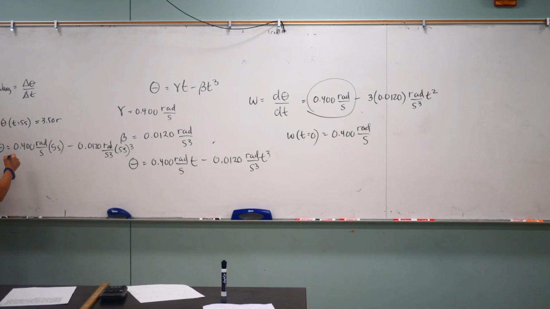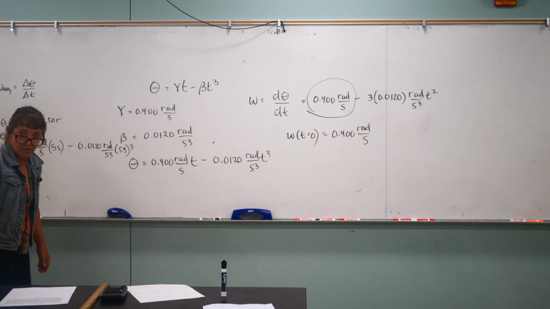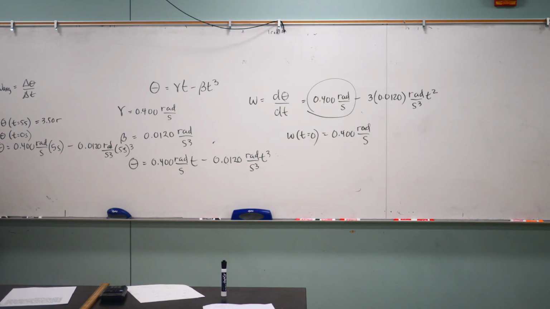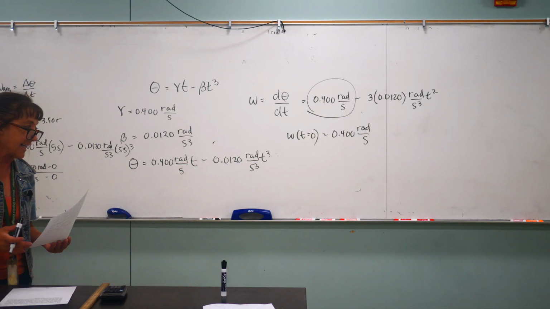And theta at t equals 0 seconds is going to be 0, right? Because that term goes to 0 and that term goes to 0. So omega average equals 3.50 radians minus 0 over 5 seconds minus 0, which is 0.700 radians per second.